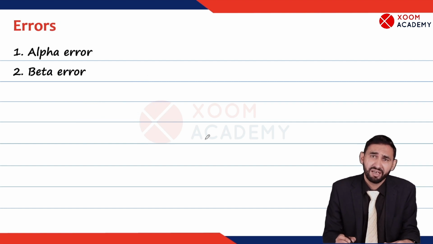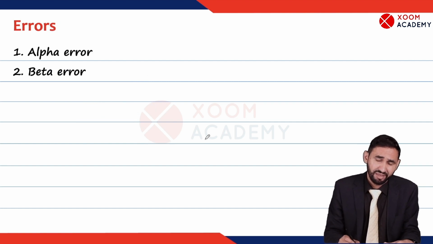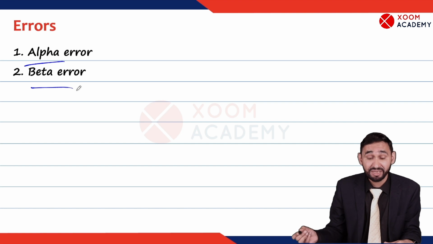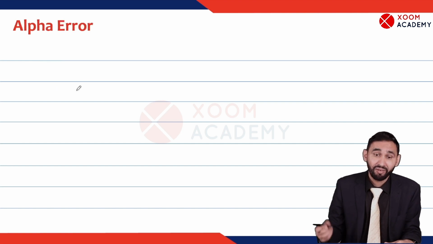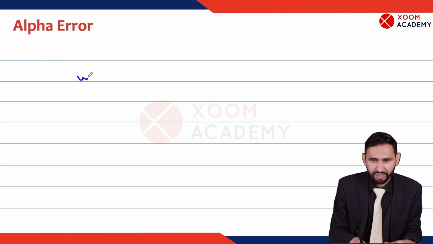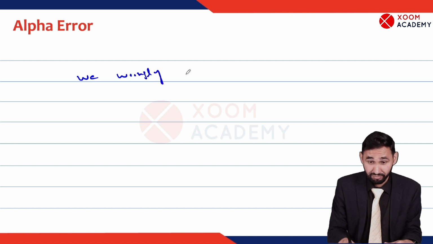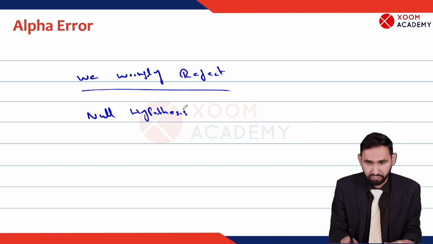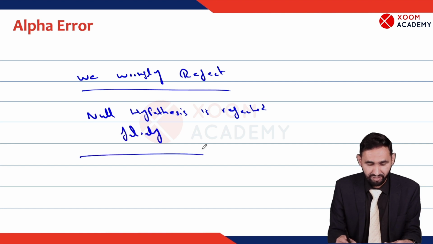Sometimes error may arise in null hypothesis. There are two types of errors, alpha error or beta error. So they are not only sampling error, there are calculation errors also. What is alpha error? We wrongly reject null hypothesis, or null hypothesis is rejected falsely. It is rejected but falsely. This is alpha error.